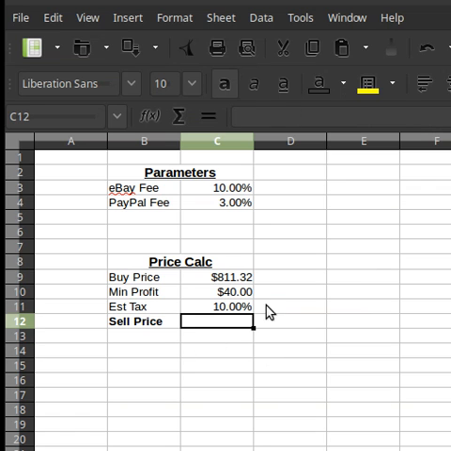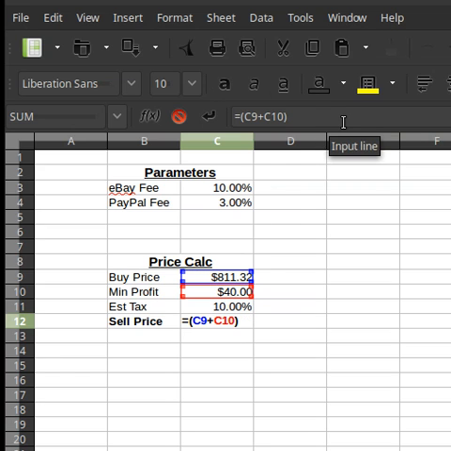So how do we start with the sell price? Well, we're going to start a formula, so we'll hit the equals key, and then I'll type in C9 plus C10, and that's our naive price, $851.32. But we really need to be able to take into account fees. So let's take into account fees.